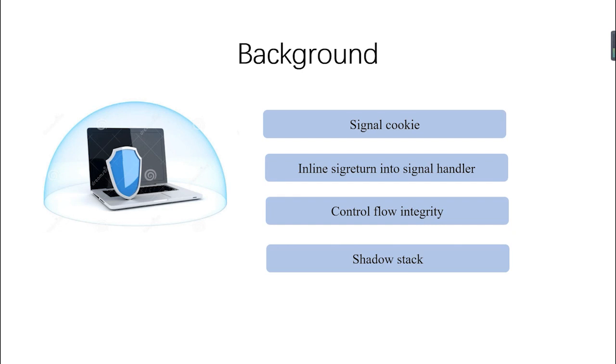CFI defense enforces that the program's execution does not violate a pre-computed control flow graph. Shadow stack defense prevents attackers from overwriting return addresses, so it becomes difficult to conduct SROP attack under these defenses. However, our research shows that by leveraging signal handlers, attackers are still able to conduct attacks under these defenses.